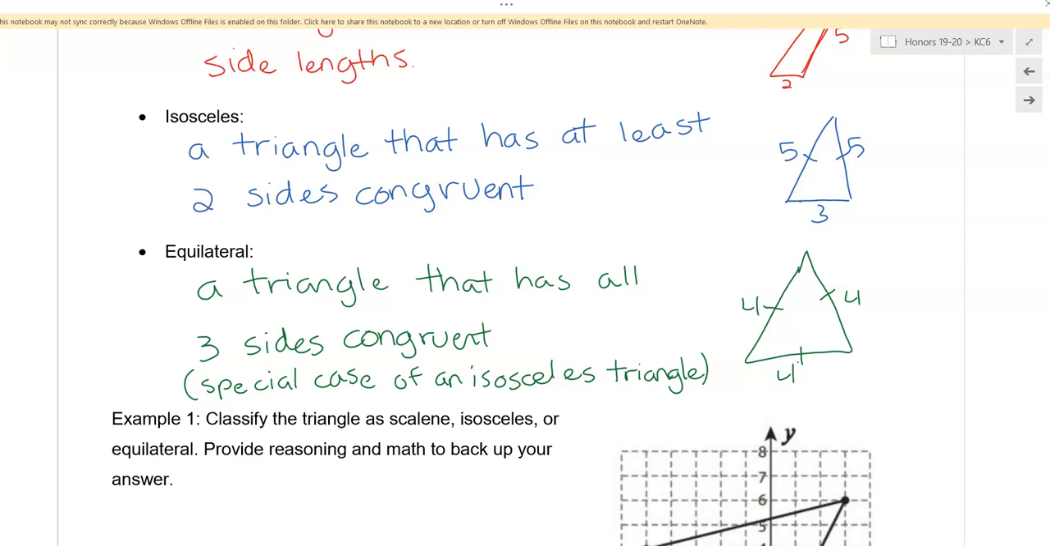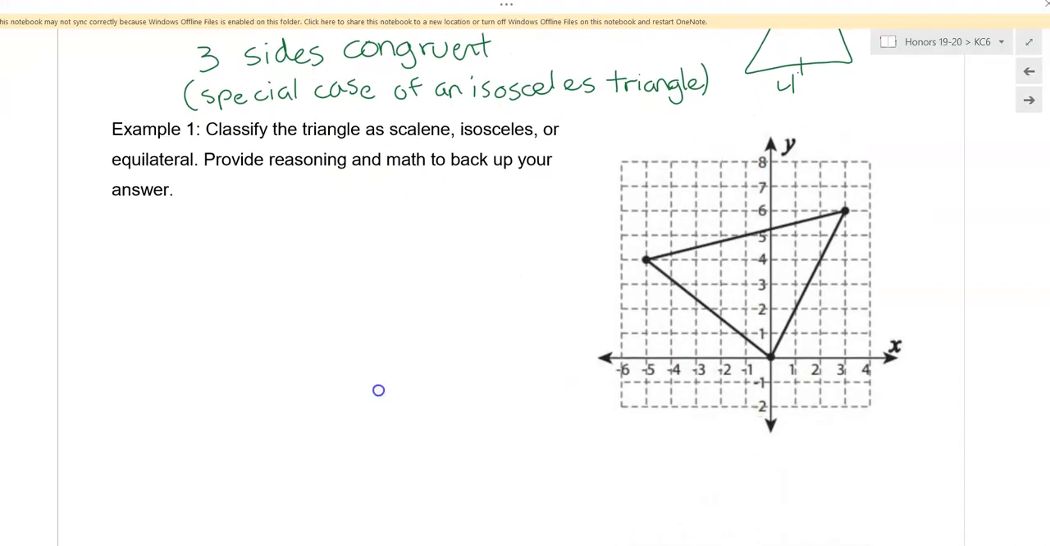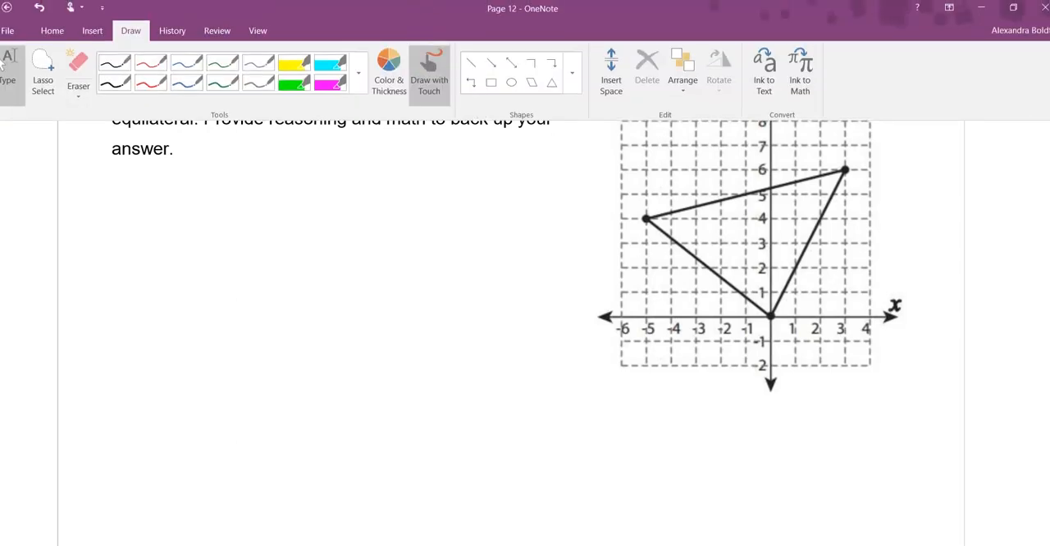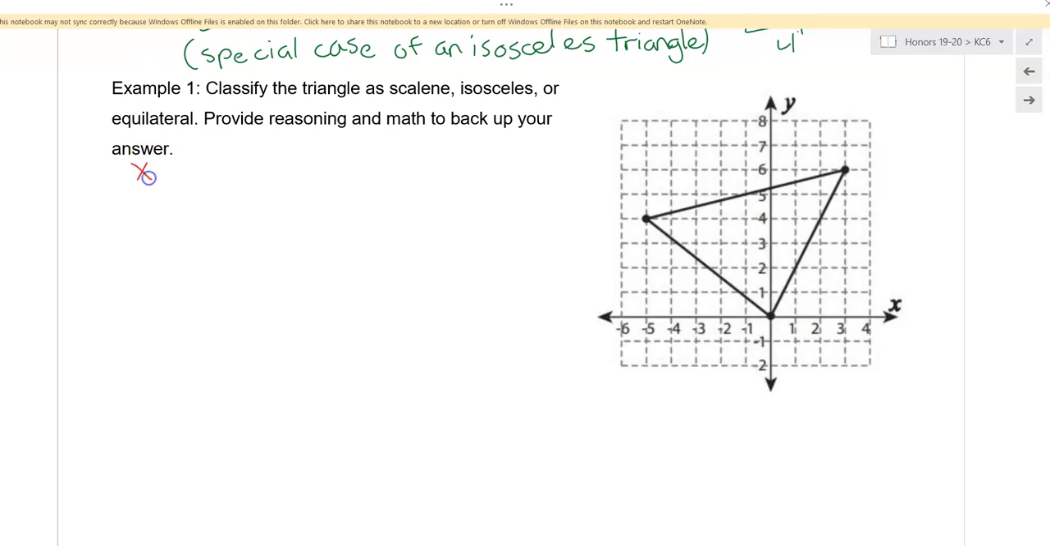However, when we're classifying, like in example 1, we want to be as specific as possible. Okay, so if it is equilateral, don't say isosceles. Make sure, like, you say that, oh, wait, this is a super special equilateral triangle. Okay? So in our examples, we're going to classify each triangle as scalene, isosceles, or equilateral. In order to do that, I need to know the length of the sides. This is going back to what we did. If I can find the distance of each side, find the length, right? Then I can see if they're the same.